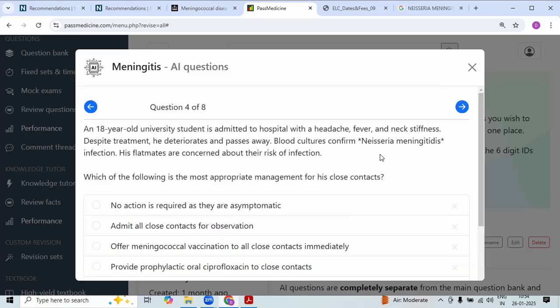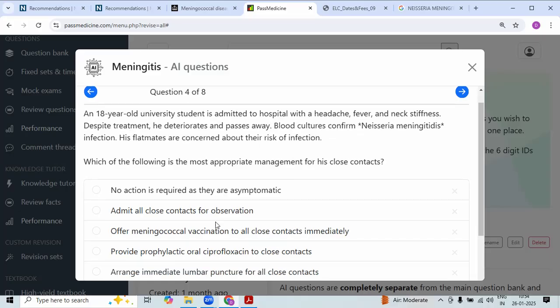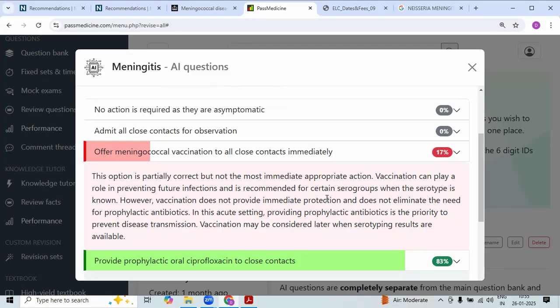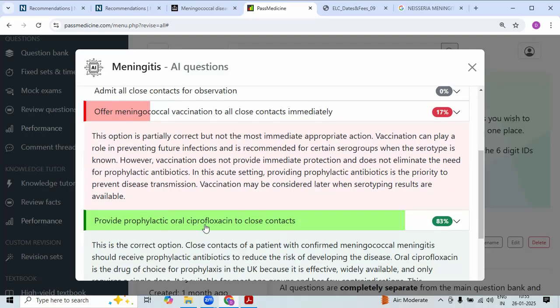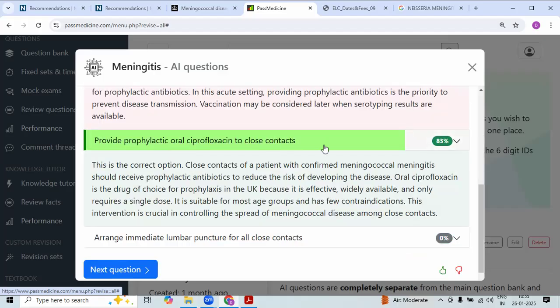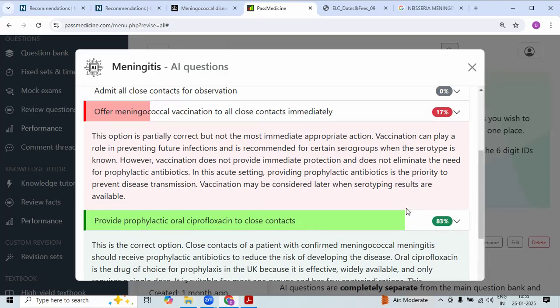So, Neisseria, that is meningococcal meningitis, is confirmed. In this case, you will offer meningococcal vaccination to all the close contacts immediately. And you will provide prophylactic oral ciprofloxacin to close contacts. Okay, so this vaccination may be considered when the serotyping results are available, because vaccination is not going to provide immediate protection, and it will not eliminate the need for prophylactic antibiotics.